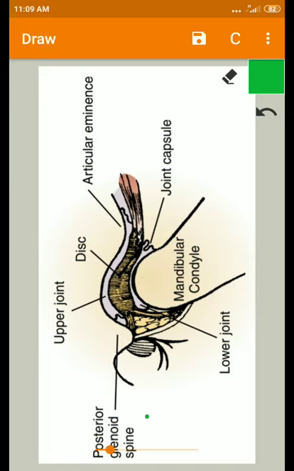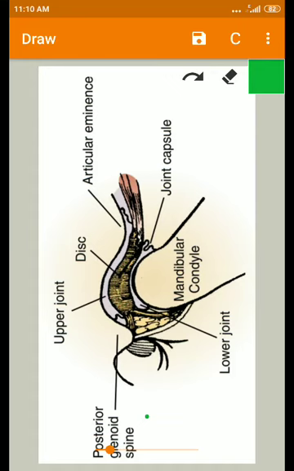Dear students, welcome back. Now we are going to see joints inside the temporomandibular joint. As we know, the disc in the TM joint divides the joint into two separate joint spaces. So here you will get the upper joint space and the lower joint space. The upper joint space is larger than the lower, and each joint space has its own synovial lining.